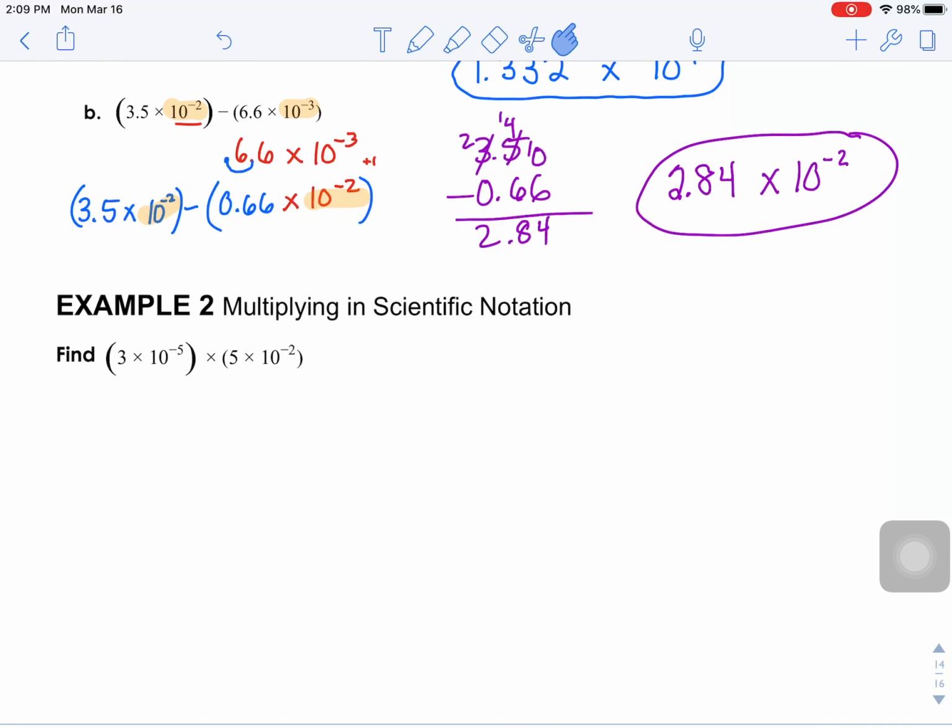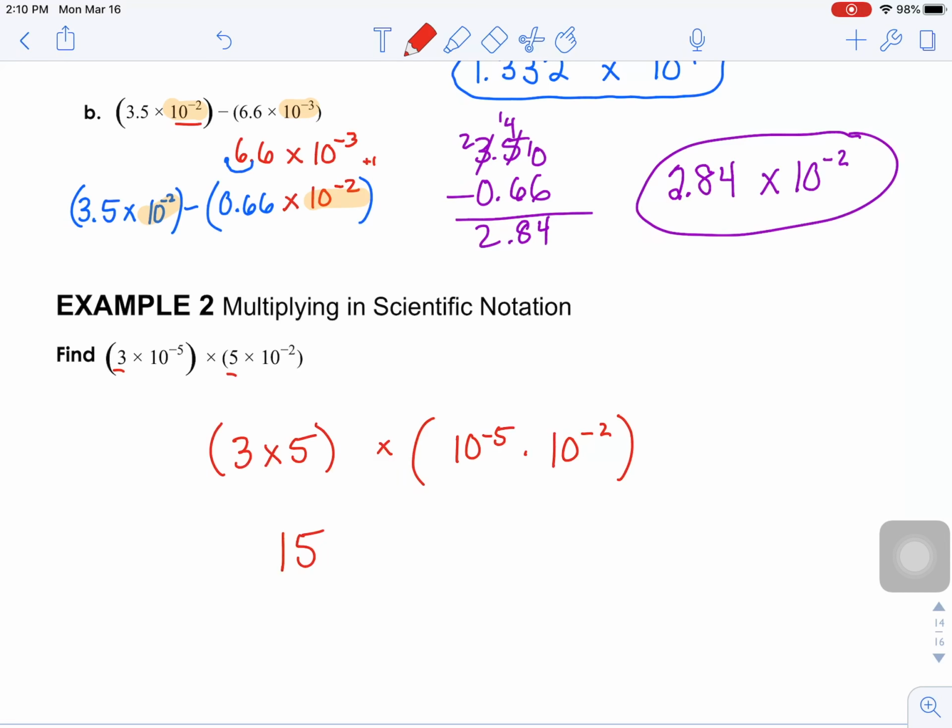All right, multiplying in scientific notation, example 2. Multiplying in scientific notation is actually a little bit easier because here we don't care if the powers are the same. So here I'm just going to group the 3 and the 5 together, and then I'm going to group the 10 to the negative 5 and the 10 to the negative second together. Here we just follow our rules, right? 3 times 5 is 15. My exponent rules tell me that if I'm multiplying, then I'm adding those exponents. So I do negative 5 plus negative 2, which would give me 15 times 10 to the negative 7th.